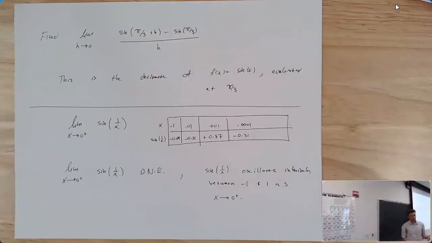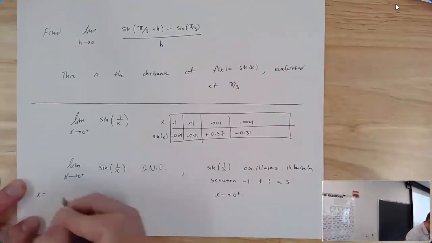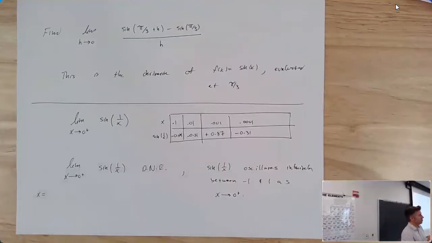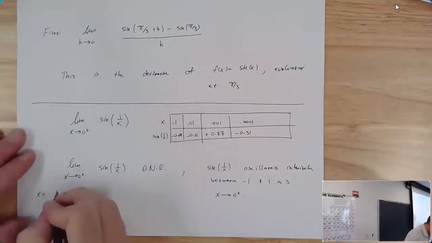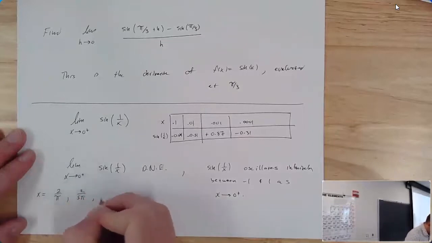The other way of doing this, I don't recommend it, but there is a way of showing that no matter how close you get to 0, this function can either be up at +1 or down at -1. Here's how it's typically done. I'm going to pick values that are closer and closer to 0. I want 2 over pi, and then 2 over 5 pi, and then 2 over 9 pi.